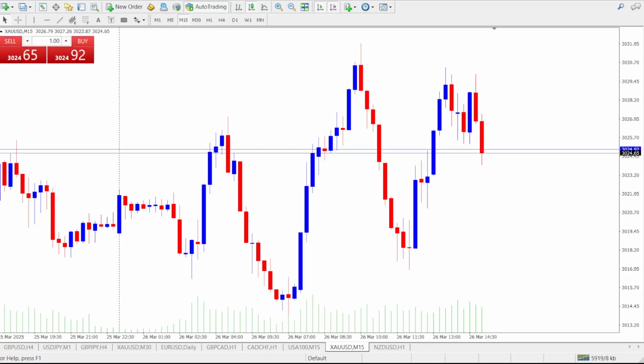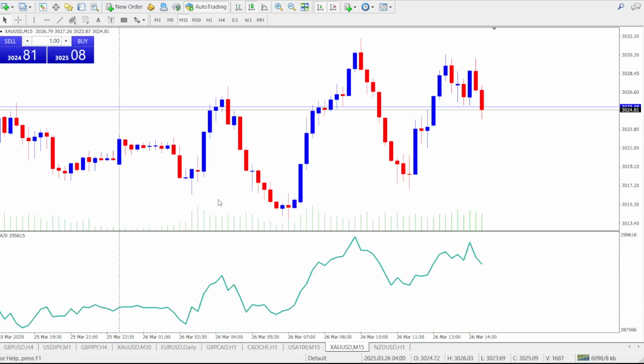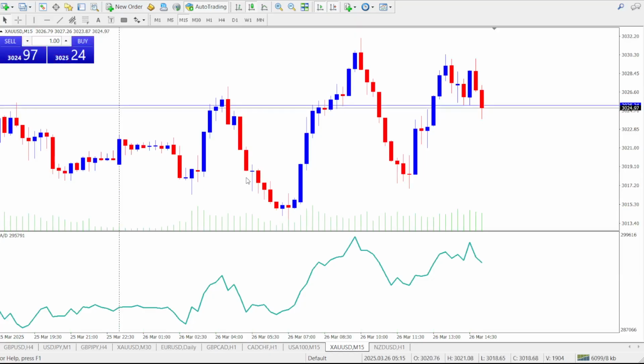All right, I am going to add the AD line to the chart right now, the accumulation distribution line. So here we go. This is the AD line. Now the AD line, or the accumulation distribution line, is a popular technical indicator that helps traders measure the flow of money in and out of a market.